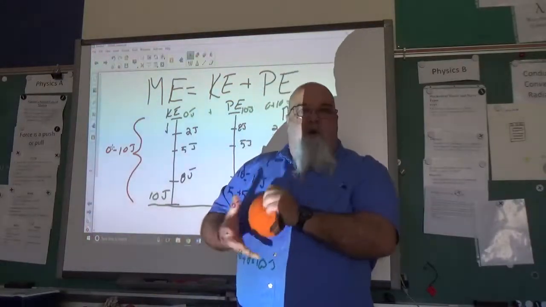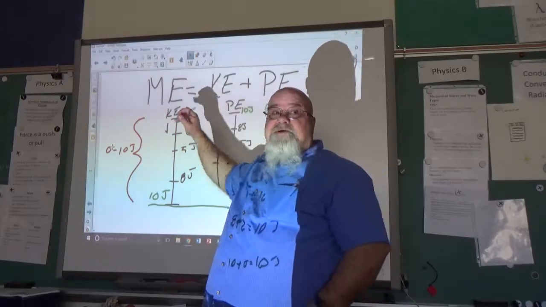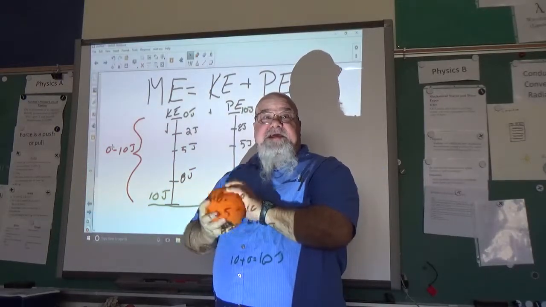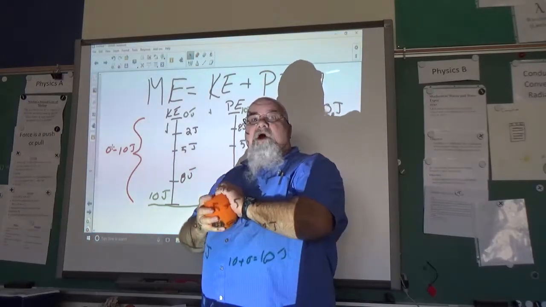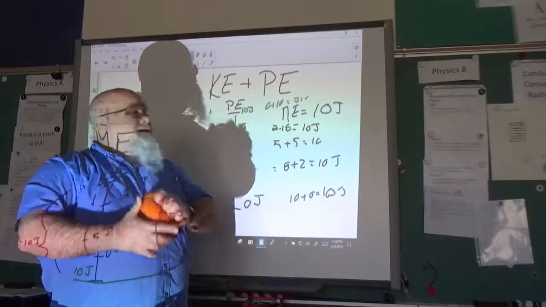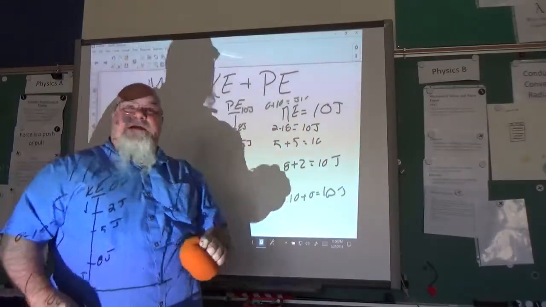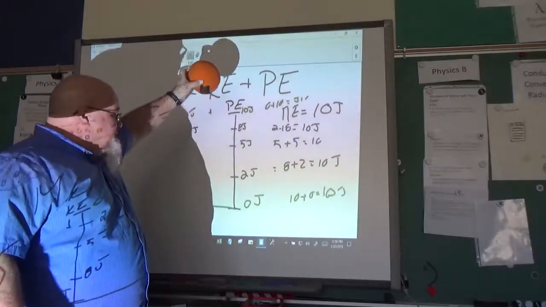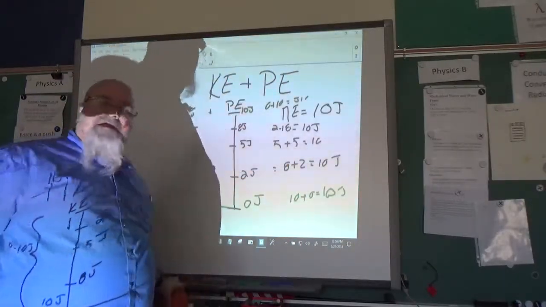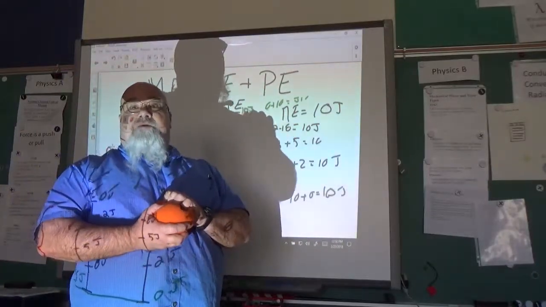Here's why this is important. We know how to calculate potential energy. We know how to calculate kinetic energy. What they will often do is give you an object and a height so I can figure potential energy. But they're going to ask, if I drop this, say, from 10 meters, how much kinetic energy is it going to have when it hits the ground?